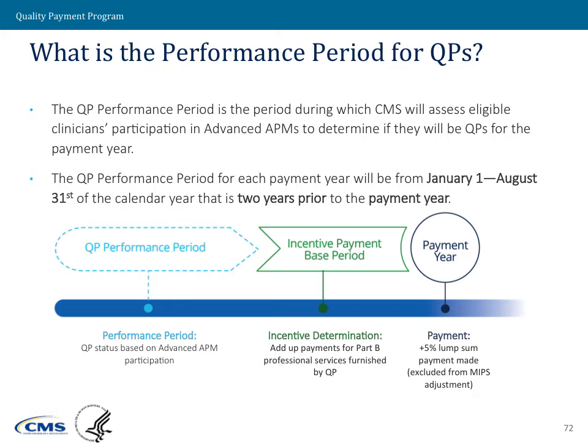And so that will also overlap. So each year will be a new cycle. So starting in 2017 is our first QP performance period. But then 2018 will be the second QP performance period, but the first incentive payment base period for those who were in advanced APMs in the first QP performance period.